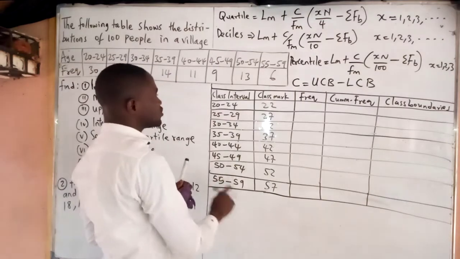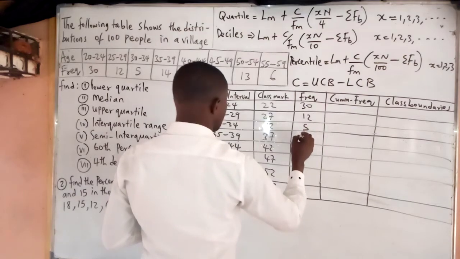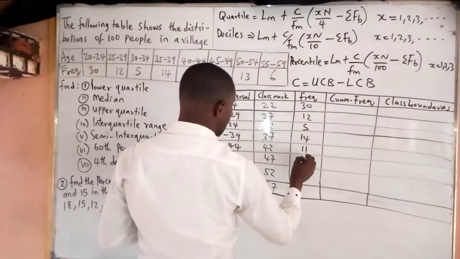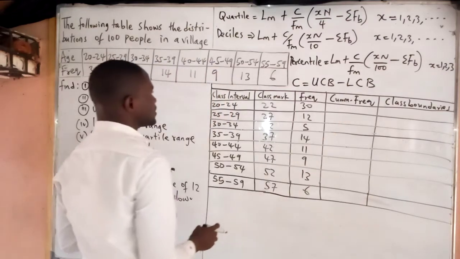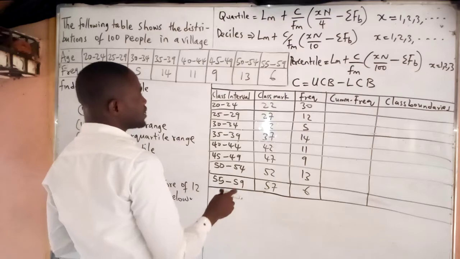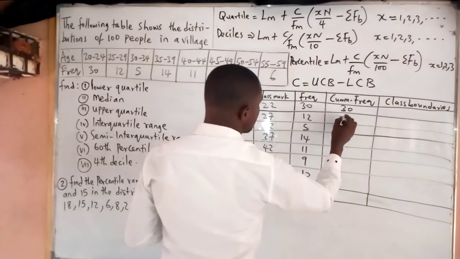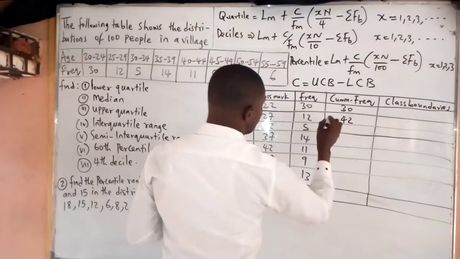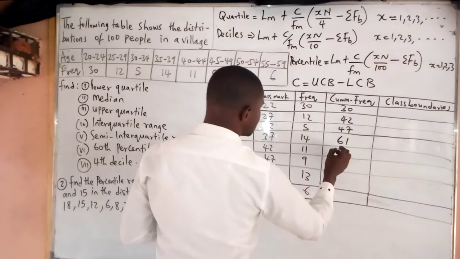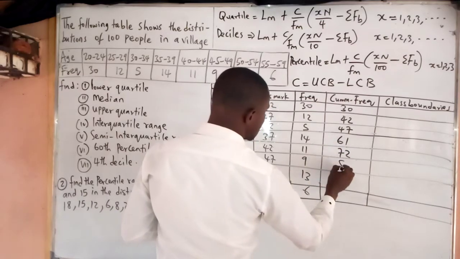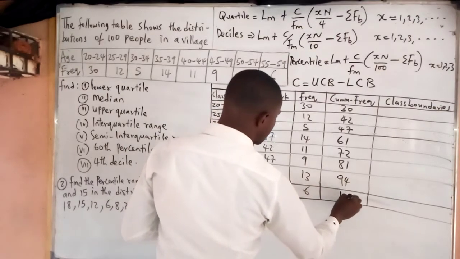So when you add and divide by 2, then the frequencies are 30, 12, 5, 14, 11, 9, 13, and 6. Cumulative frequency. Now in cumulative frequency, the first frequency is 30, 30 plus 12 is 42, 42 plus 5 is 47, 47 plus 14 is 61, 61 plus 11 is 72, 72 plus 9 is 81, 81 plus 13 is 94, 94 plus 6 is 100.